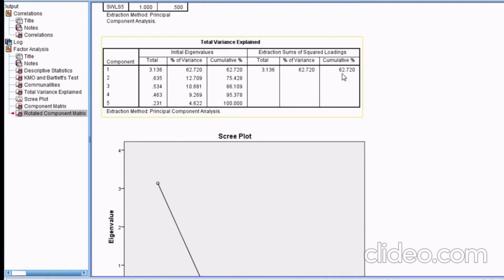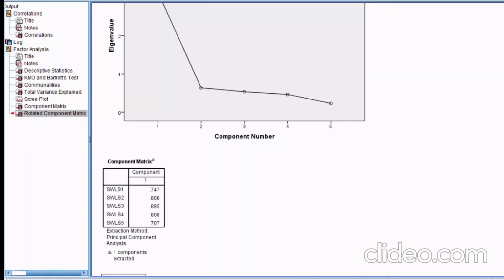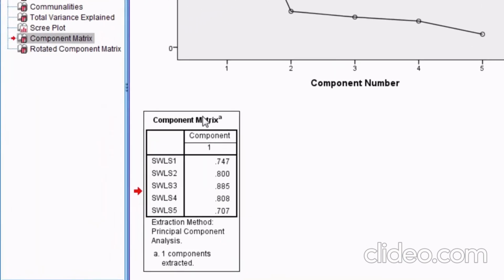I had said that it's 63%, right? If you round up. So pretty good na siya. So that's one way to look at it. That's all the overall variance that the component accounts for, or our variable.